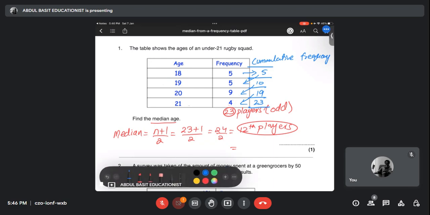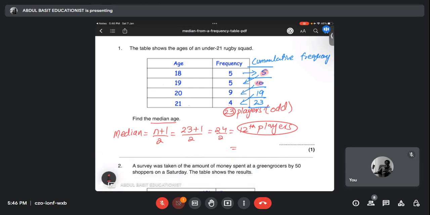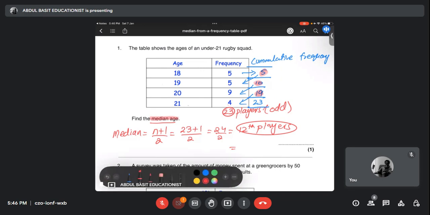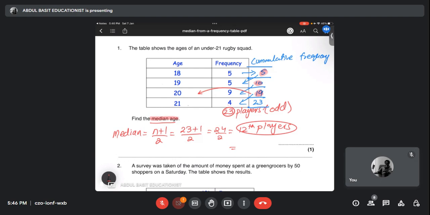You can see that there are 5 students here, 10 students here. So the 12th player is in this class. Yes or no? So according to the demand of the question, examiner is asking us median age. And we can see that the median age is 20 years. Median age is what? 20 years. Is this clear, everybody?